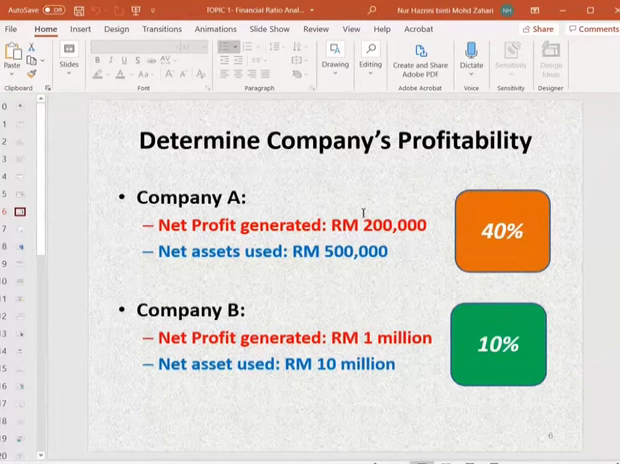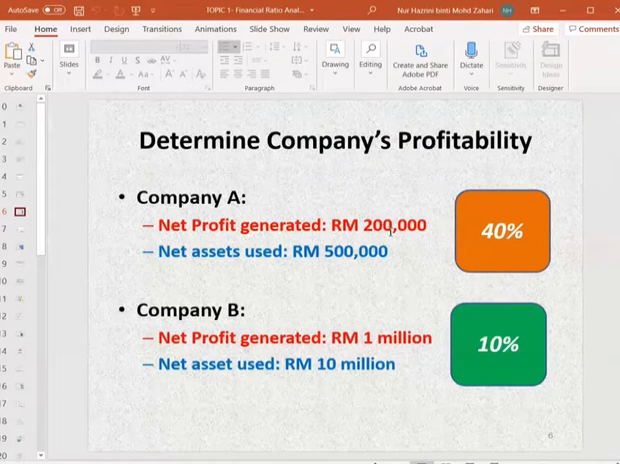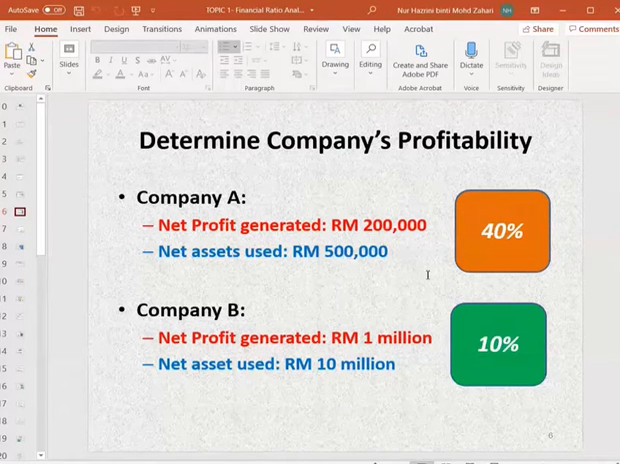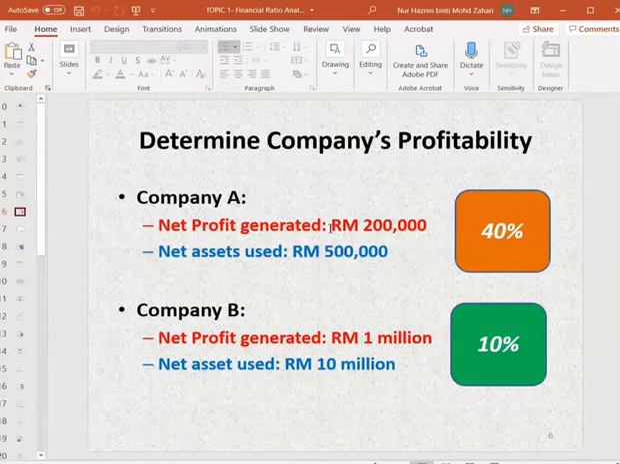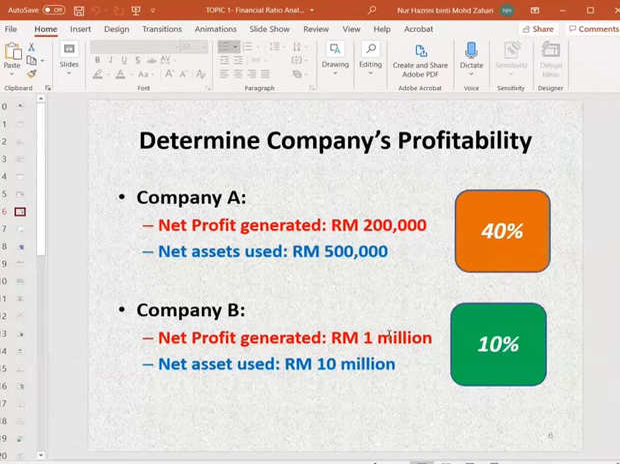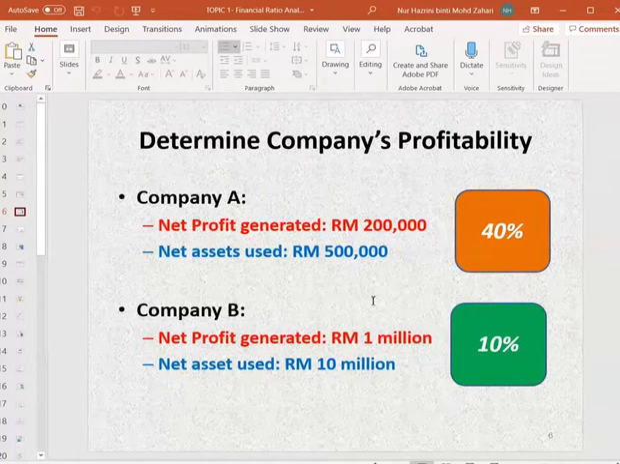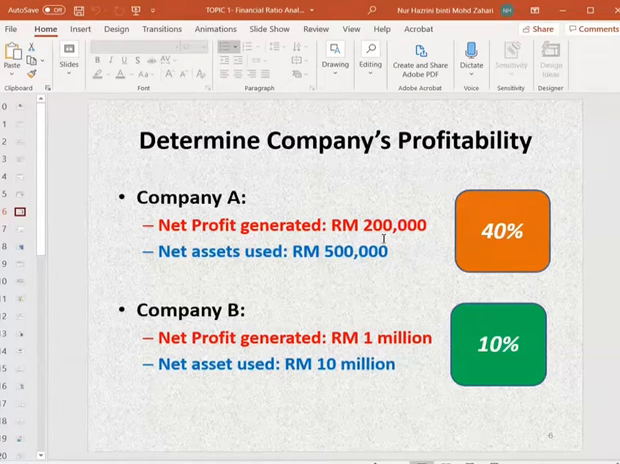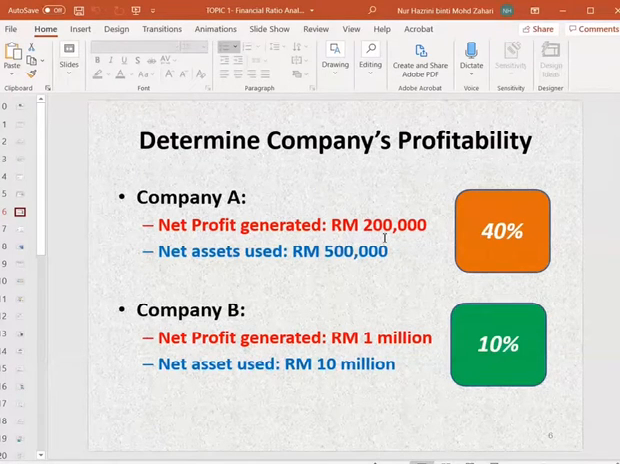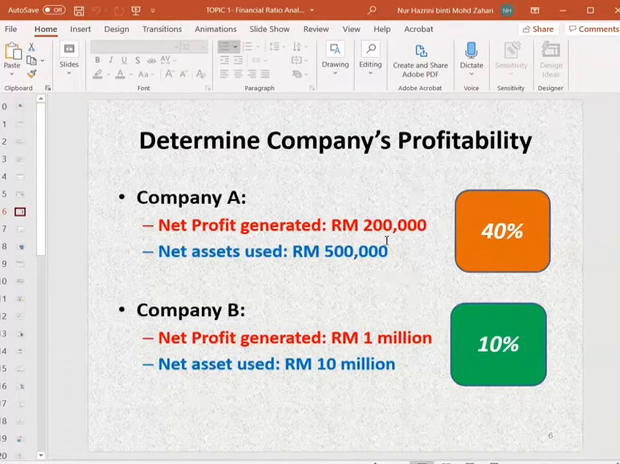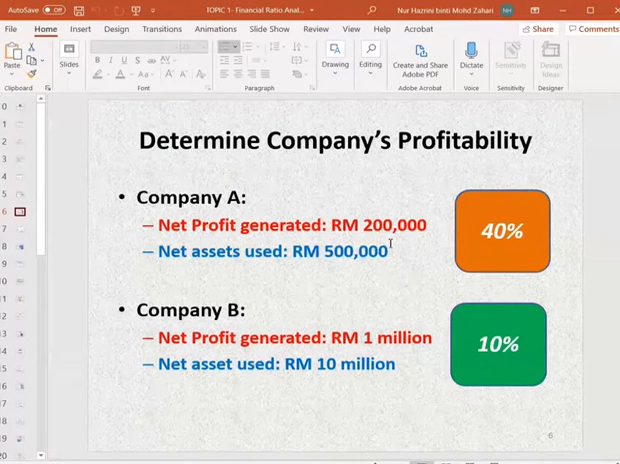Even though for company A the profit generated is only 200,000, in ratio analysis we can see that company A is actually doing better, even though company A did not generate much profit as compared to company B. So this is why financial ratio analysis is important. Looking at the number itself is not sufficient for you to tell that the company is good. You need to calculate the ratio analysis in order to tell whether the company is doing good or not.